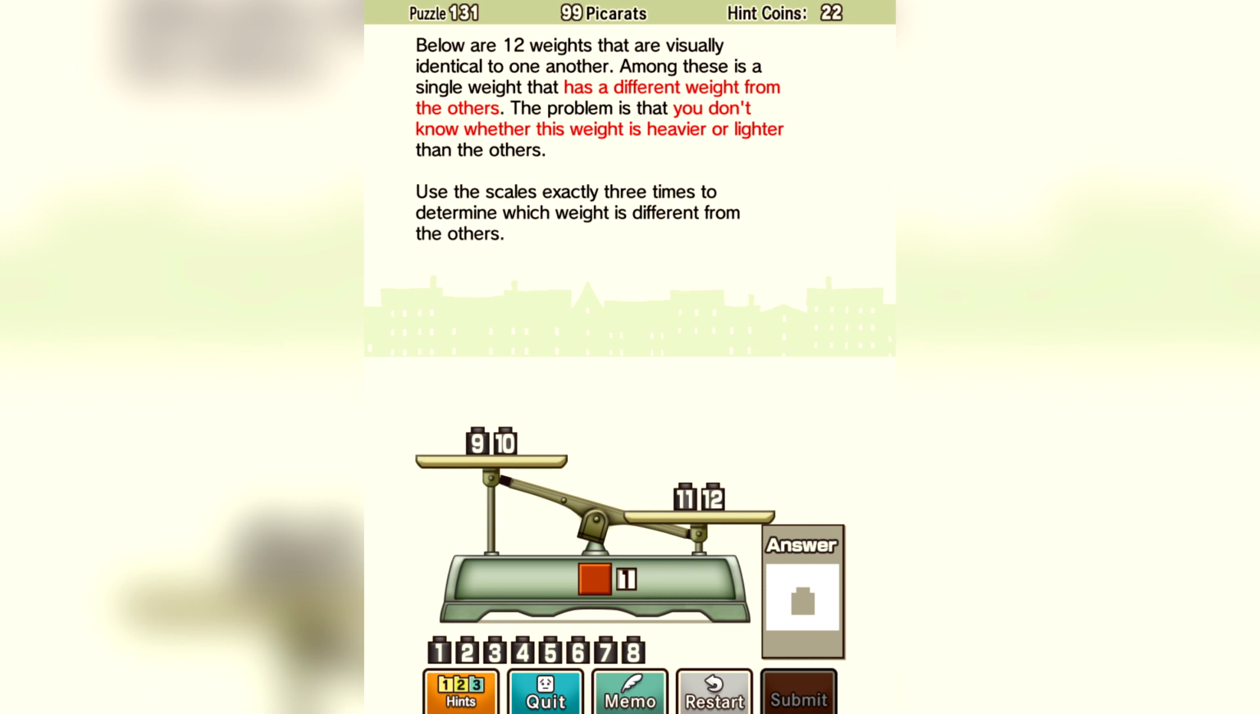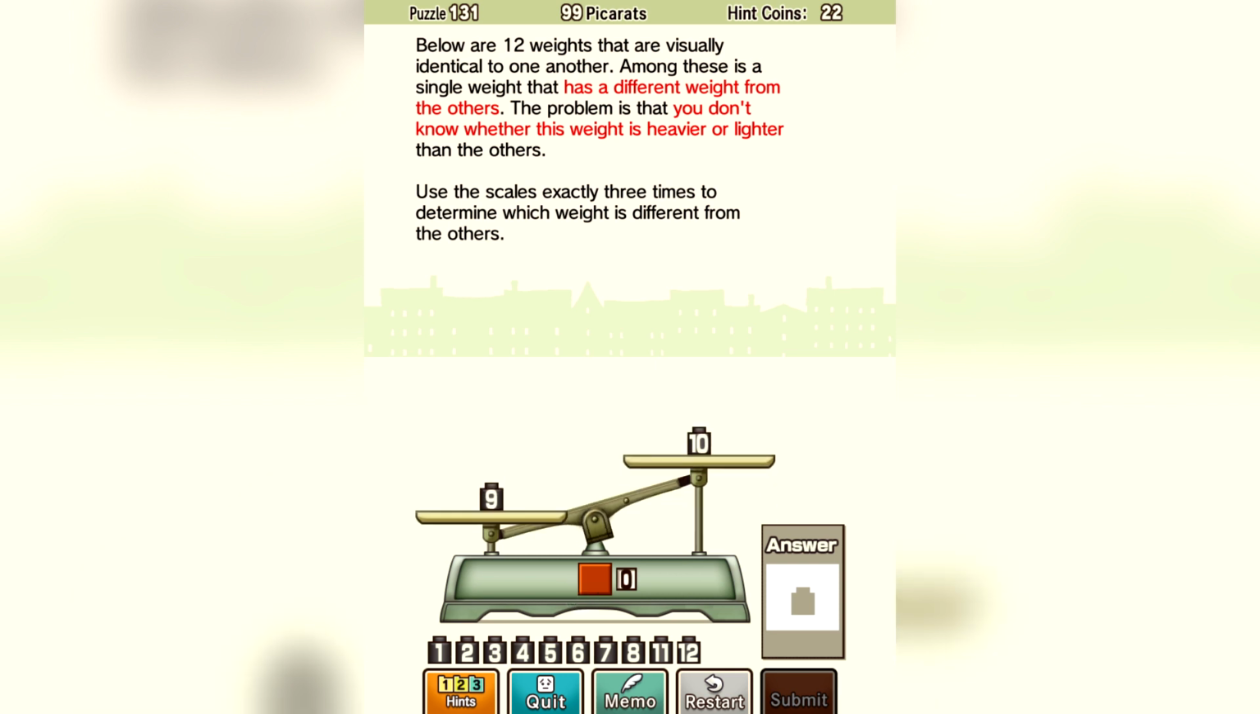Now the problem is that we have to take a shot in the dark, because we don't necessarily know whether it's heavier or lighter. So I guess we can just try multiple times. We'll start by trying to weigh 9 and 10. If one of them is lighter or heavier than the other, then we can just try one or the other. But if it's 11 or 12, then it's still 50-50 shots. So let's weigh this.